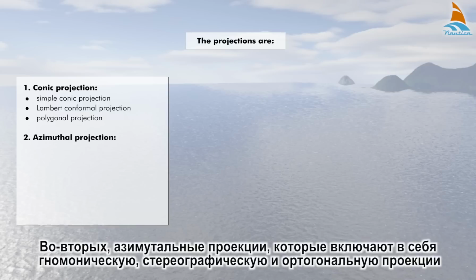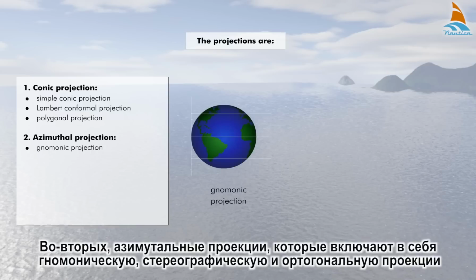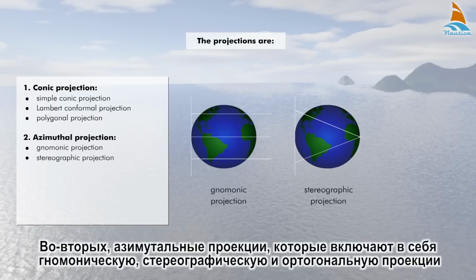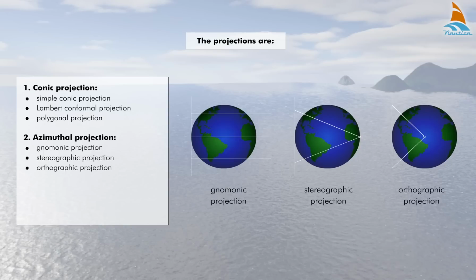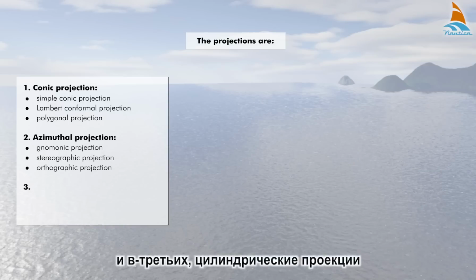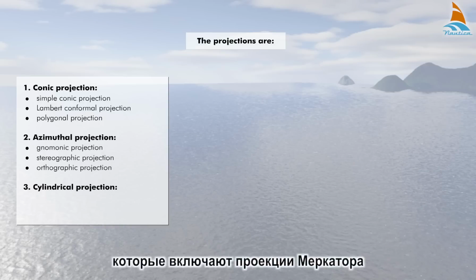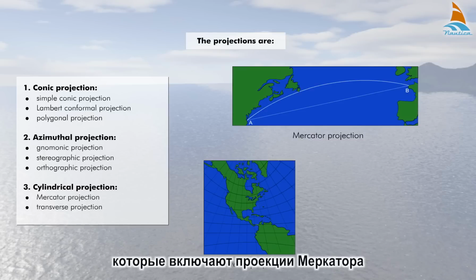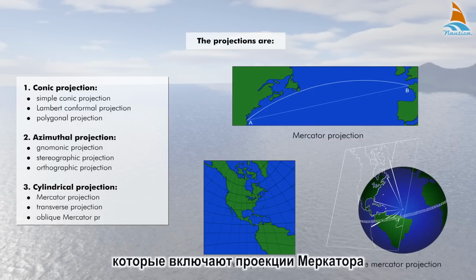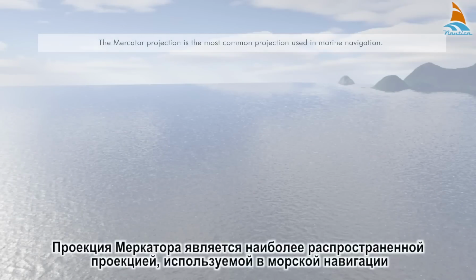Secondly, the azimuthal projection, which includes the gnomonic, the stereographic, and the orthographic projection. And thirdly, the cylindrical projection, which includes the Mercator, the transverse, and the oblique Mercator projection. The Mercator projection is the most common projection used in marine navigation.